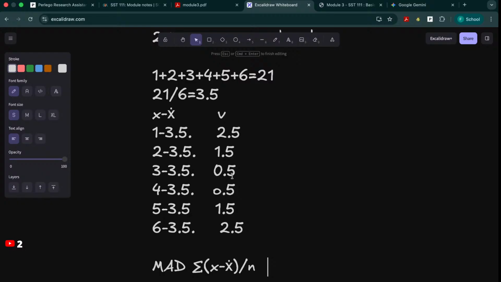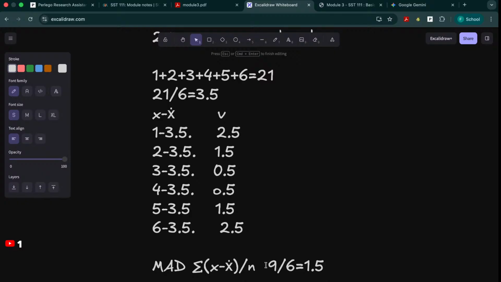So let me do it quickly. 2.5 plus 1.5 plus 0.5 plus 0.5 plus 1.5 plus 2.5. So we have 9 divided by 6. It should give us 1.5.